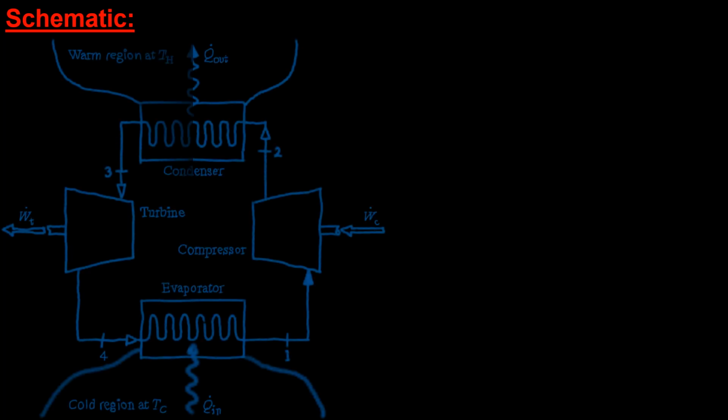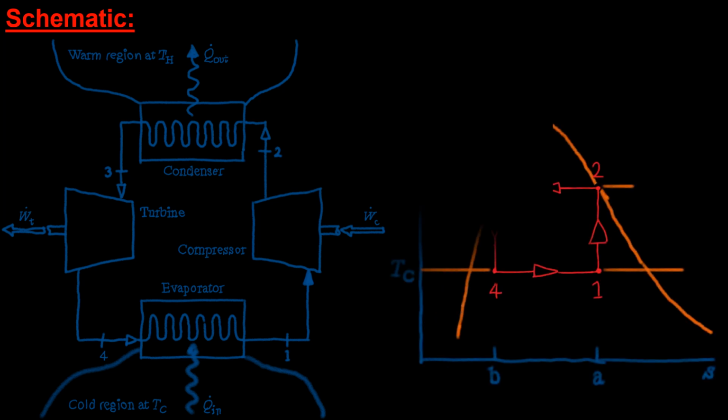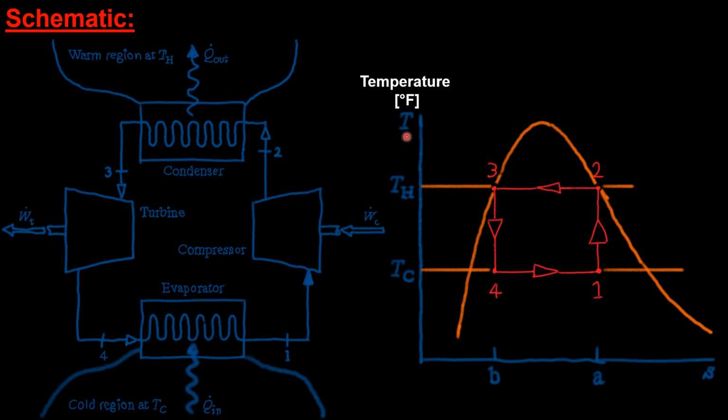It's a good practice to draw schematics. It will help us visualize the problem. So here I will have two schematics. First, a drawing of the Carnot vapor refrigeration cycle, and a graph that represents the Carnot vapor refrigeration cycle. We will have the temperature here in degrees Fahrenheit, and here we will have the entropy.